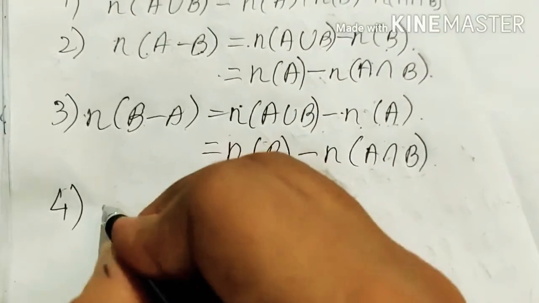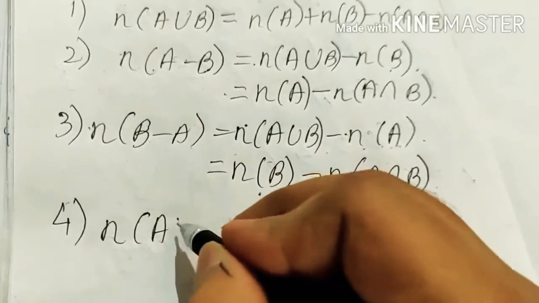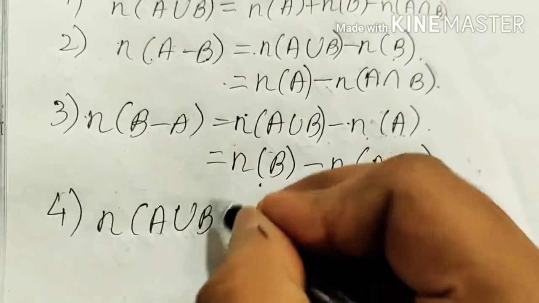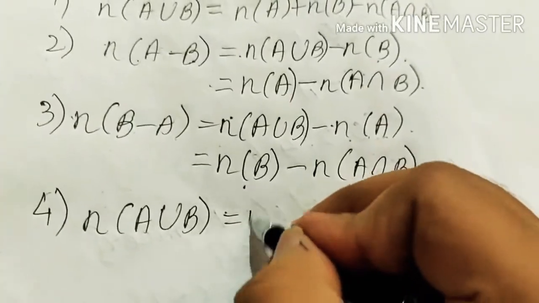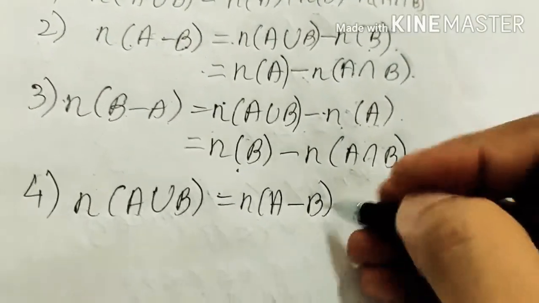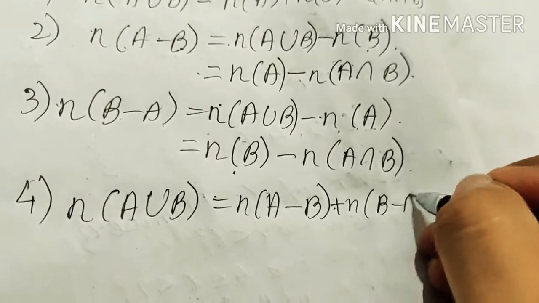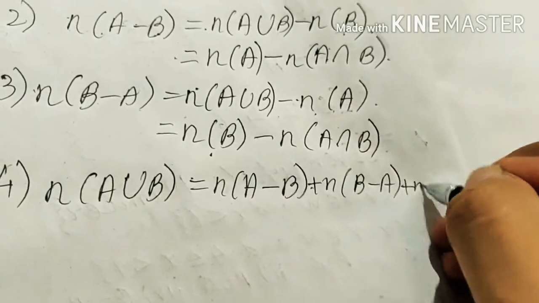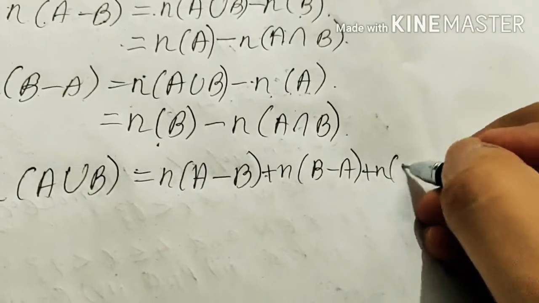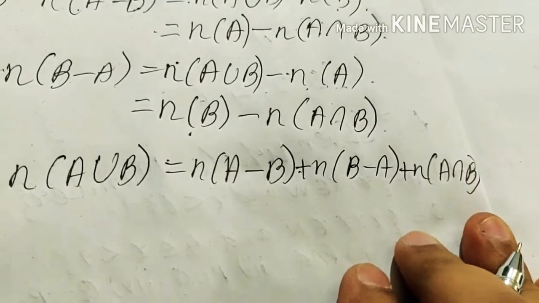Fourth here is cardinal number of A union B is equal to cardinal number of A minus B plus cardinal number of B minus A plus cardinal number of A intersection B.